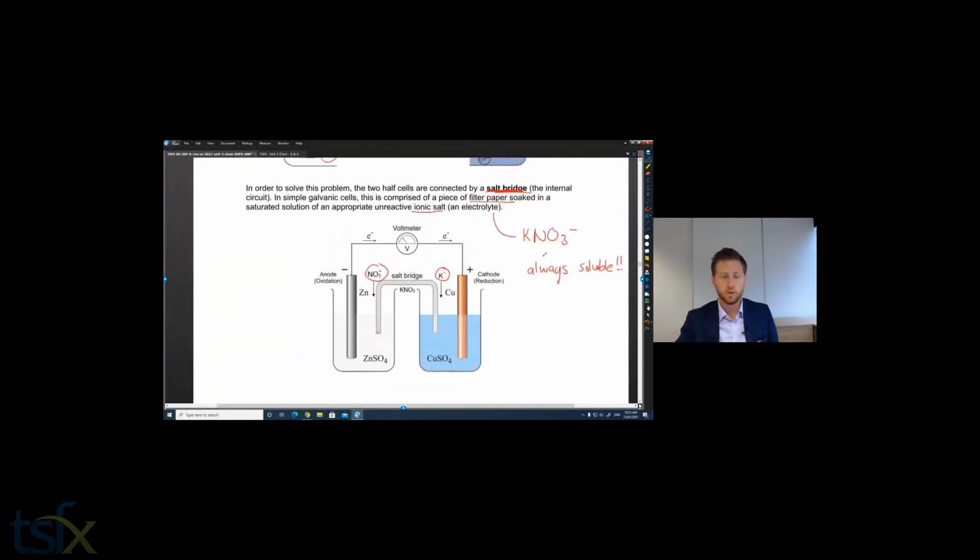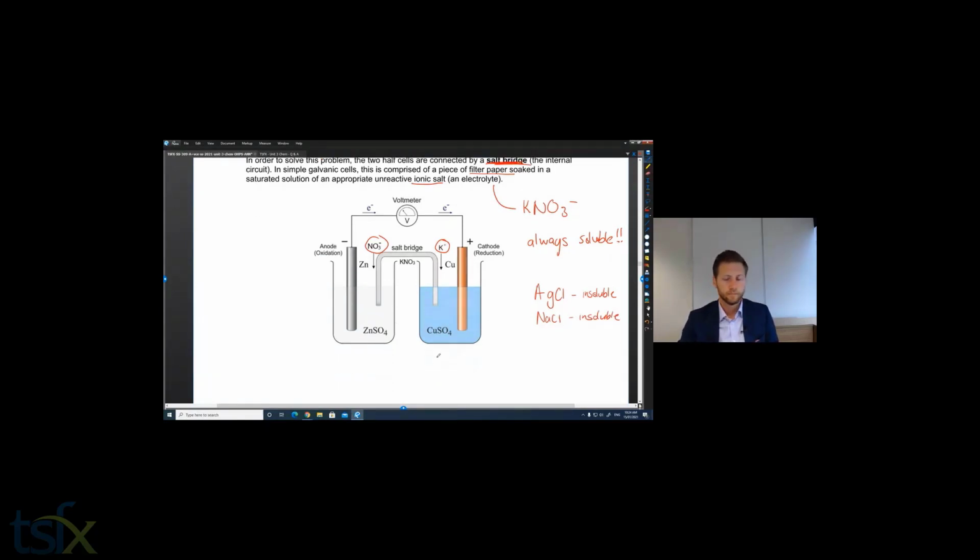Yep, good question. Just always use potassium nitrate. You'll never be wrong if you use potassium nitrate. Unless it says you can't use potassium nitrate, this salt bridge will always be an answer that's correct. You can use other things. You can use like silver chloride, but the problem with silver chloride is that it's insoluble in some circumstances. You can use any ionic solid. You could use sodium chloride, but again, you might have some instances where it's insoluble in water because it forms a precipitate, and you'll get to that later.